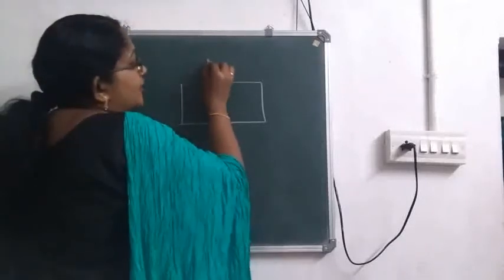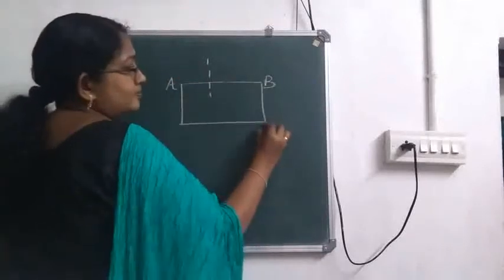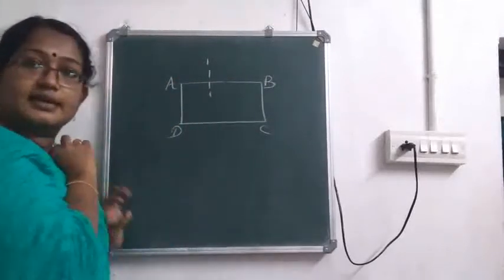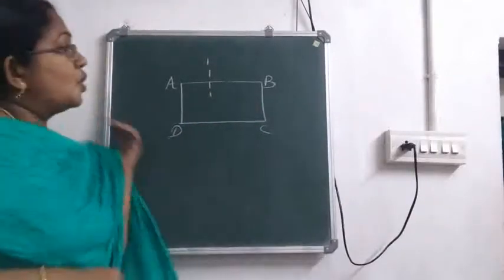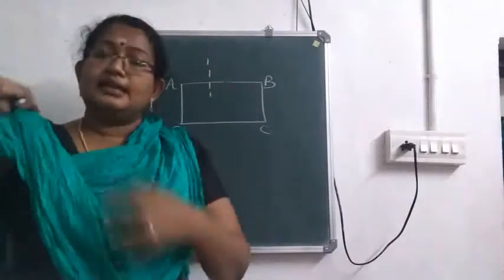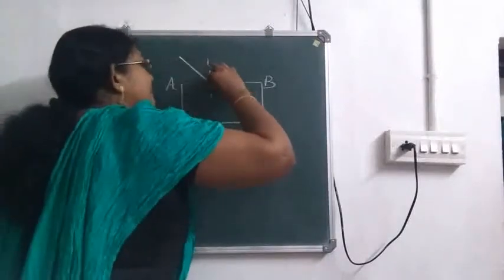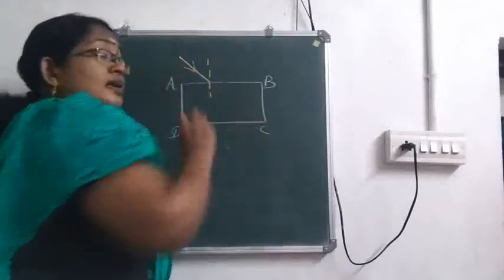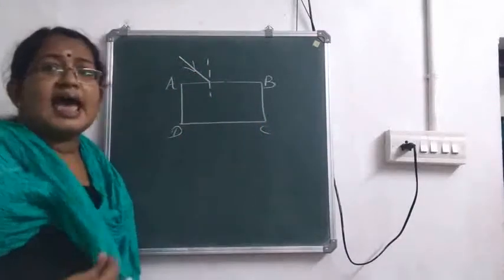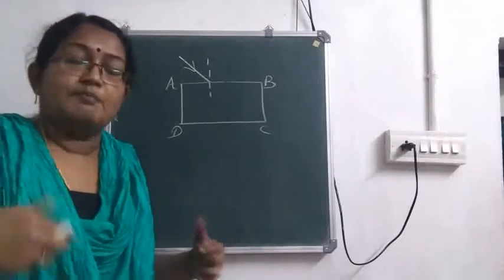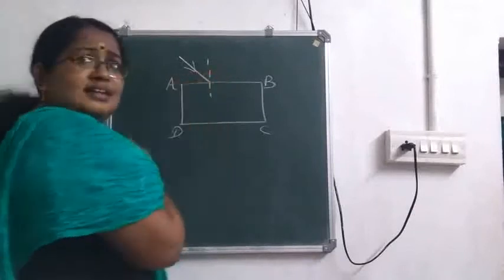Now draw the normal on the face. Let me name this rectangle ABCD. So on the face AB, we have to draw the normal. Then you can draw the incident ray here, using the pencil and the ruler, and measure the angle of this. What is the name given for this angle?